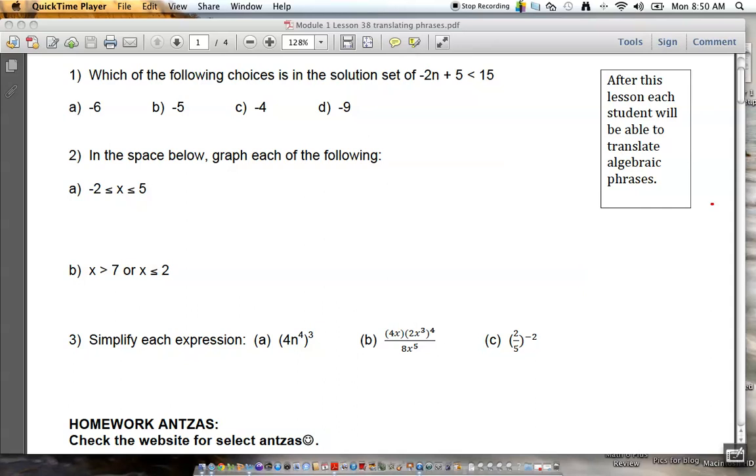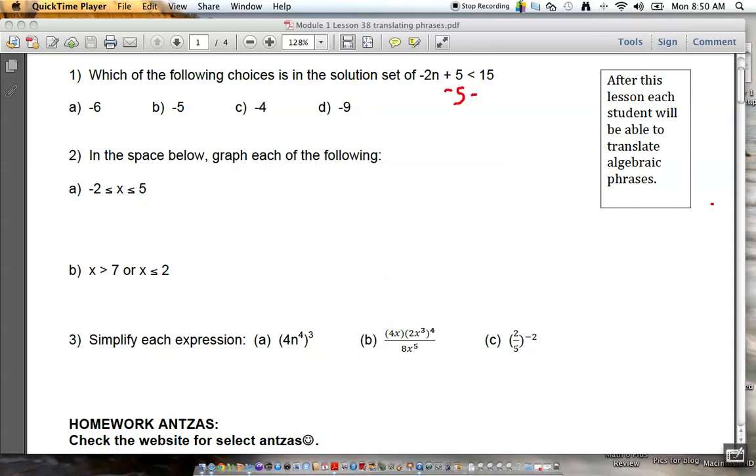Now, which of the following choices is in the solution set? That means when I plug it in, it has to check and work. So I'm just going to try the smallest answer here. Let's see, I'm going to try -4 and see if it works. -2 times -4 is 8. 8 plus 5 is 13. 13 is less than 15. It checks. So -4 is going to be the answer.